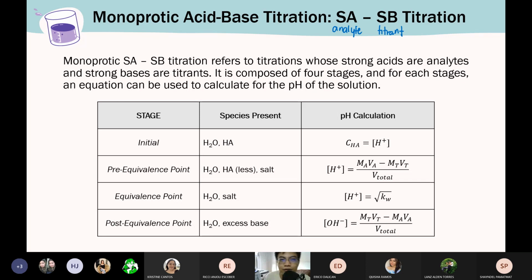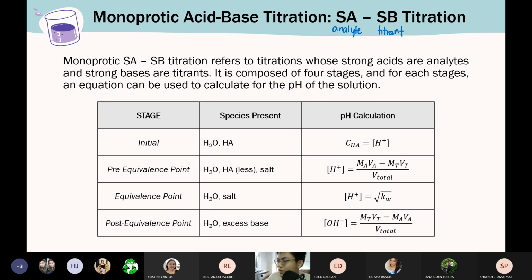So, what will happen to your HA? When you add your titrant, ano uli mangyayari? Ano nangyayari kapag naglagay ako ng base sa acid? Dumadami ba sila lalo? Nababawasan? Ano uli sinabi ko about that? Nasa previous slide yan. When I add my base titrant, what will happen to my acid analyte? Anyone?